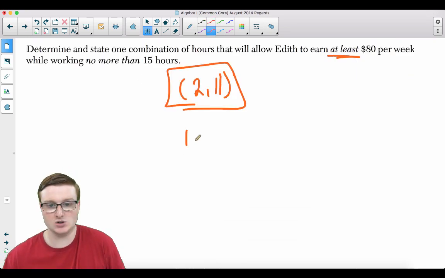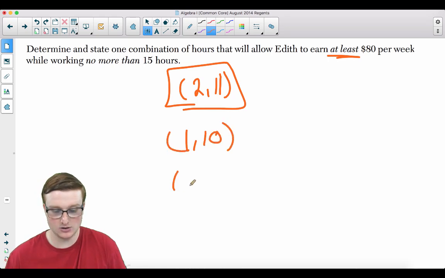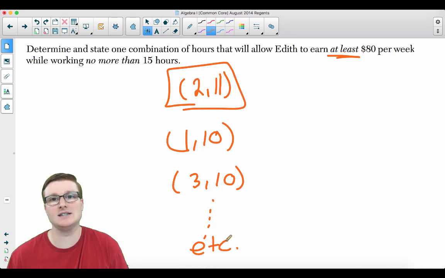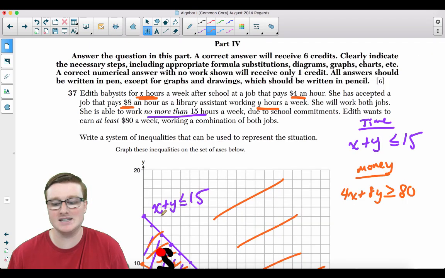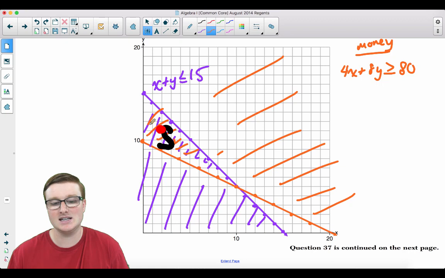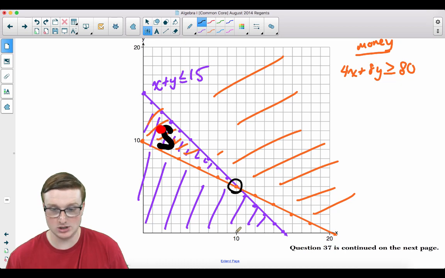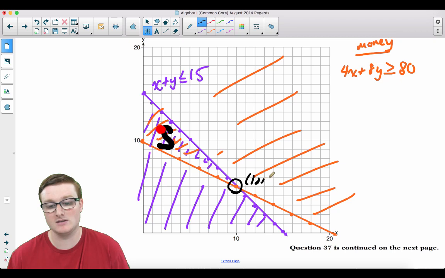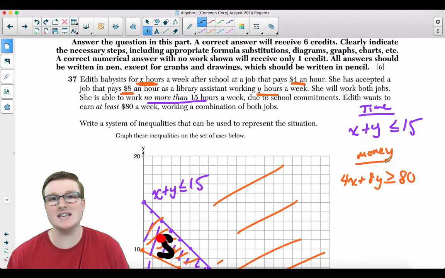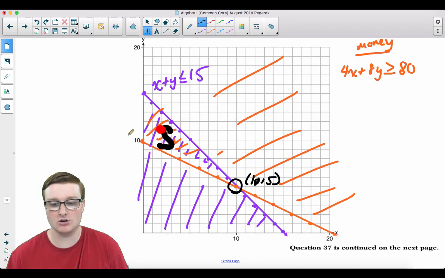You could have also picked (1, 10). You could also pick (3, 10), etc. It doesn't matter what you pick as long as it lies inside the cross-hatched section. By the way, if you did choose this point, which is, what does that equal to? 10, 1, 2, 3, 4. If you picked (10, 5), you got lucky. That is correct as well because they are both a system of inequalities with equal signs. So that would also be correct.